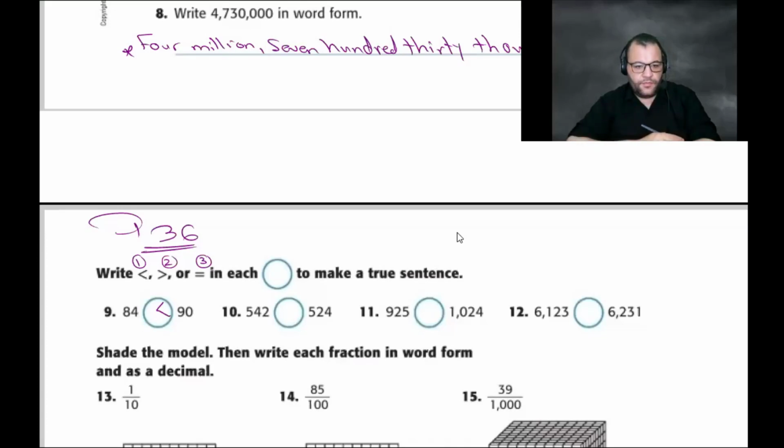We will put sign number 2. Read the number. 542 is 542, 524. Okay, so it's bigger than. Okay, so Yusuf, can you solve question number 11? Yes, Mr. I can solve. 11,000 and 1,024 is the bigger. Okay, thanks.